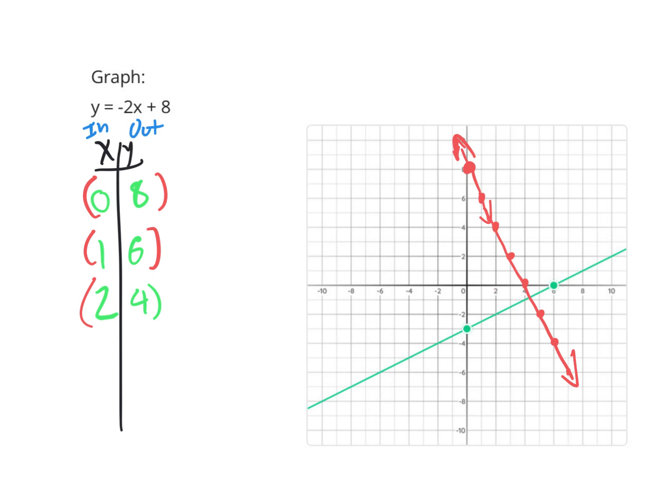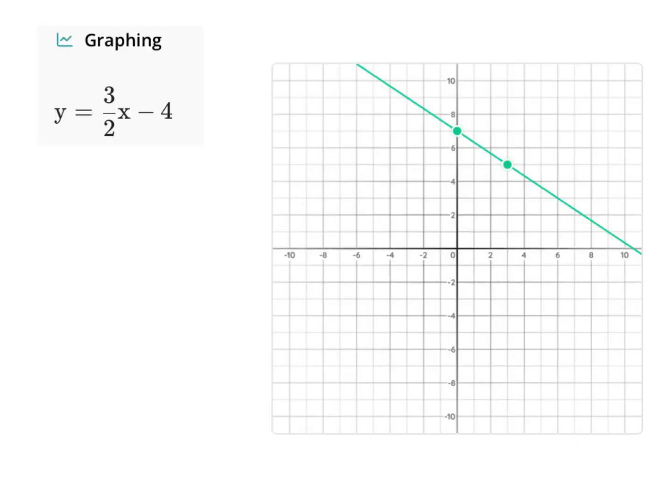Let's move on to another one that is in function form. Now this one's a little bit different. Why? Because you actually have a fraction in front of your x. So when you make an input-output table, and why am I making an input-output table? Because this is in function form. And when it's in function form, it's really easy to plug in easy numbers, right?